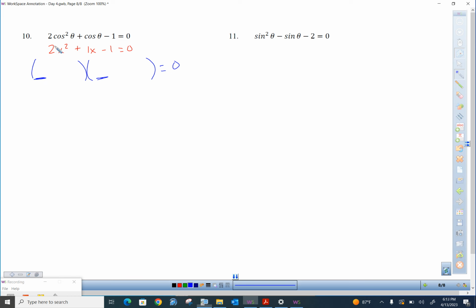Now, in the case of 2x squared, there's not more than one option again. The only way to get to 2x squared is 2x and x, because there is only one set of factors for 2, and that's 2 and 1. As soon as this changes to a 4 or 6, anything that's not a prime number, then you don't necessarily want to guess and check.